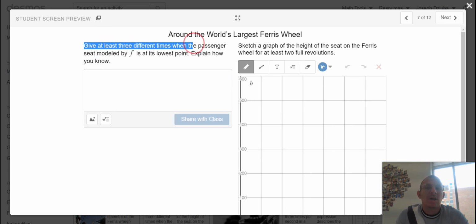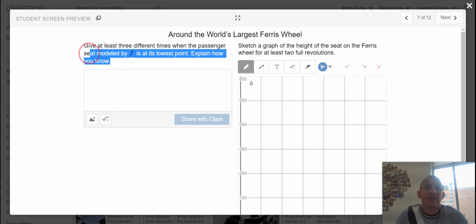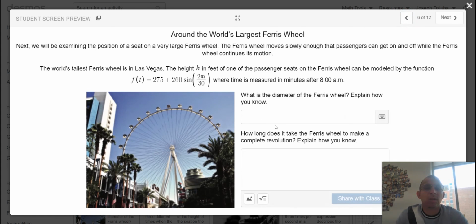Give at least 3 different times when the passenger seat modeled by F is at its lowest point. Explain how you know. You might think, well, there's only one time it's at its lowest point, but remember, a Ferris wheel is circular, so that just means you continue rotating and you're back there a predetermined amount of time later.